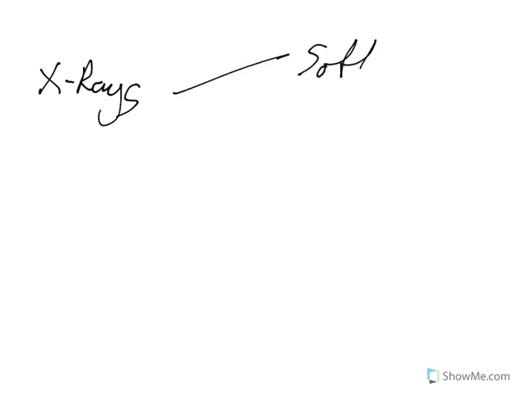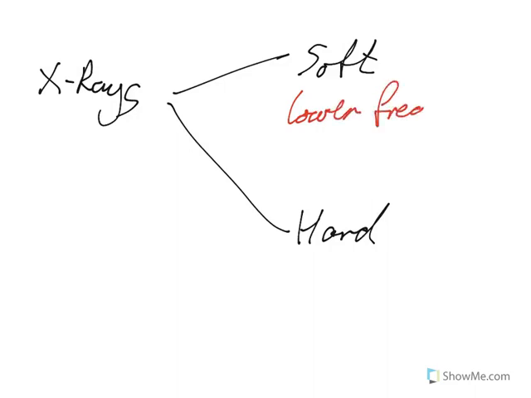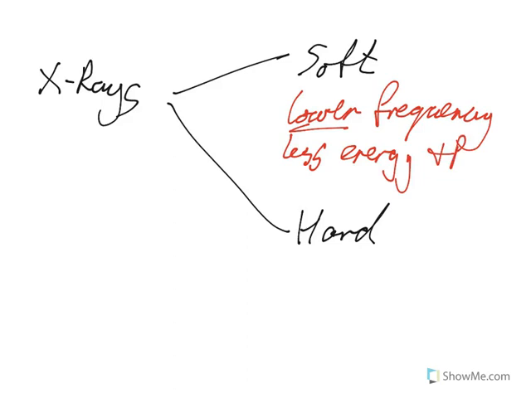So there's a couple of categories of X-rays. And the categories of X-rays are soft and hard X-rays. Soft X-rays have a lower frequency. So a longer wavelength. And so they have less, and there's our word, less energy and penetration.